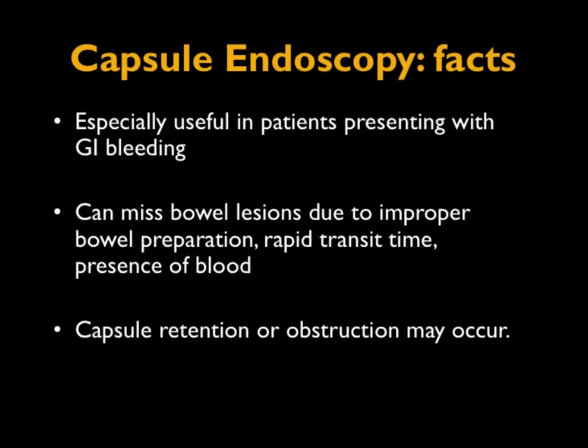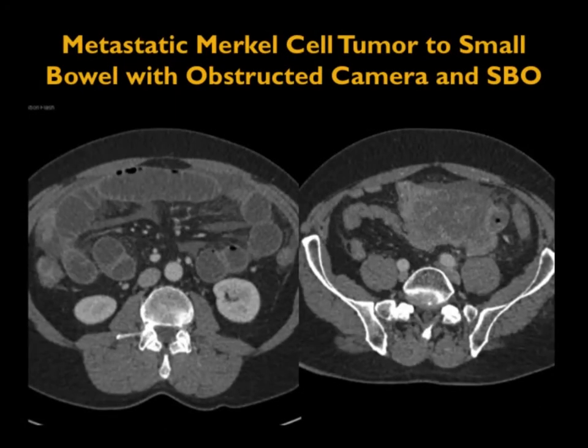Now, it's especially useful in GI bleeding, but CT is still more accurate, and capsule endoscopy can miss lesions because of improper bowel prep, rapid transit time, and the presence of blood. It also has one bad complication, capsule retention or obstruction. So I read this case: small bowel obstruction with a large mesenteric mass, could be a primary tumor or metastatic. The patient did have a Merkel cell tumor, so we thought perhaps this is metastatic.